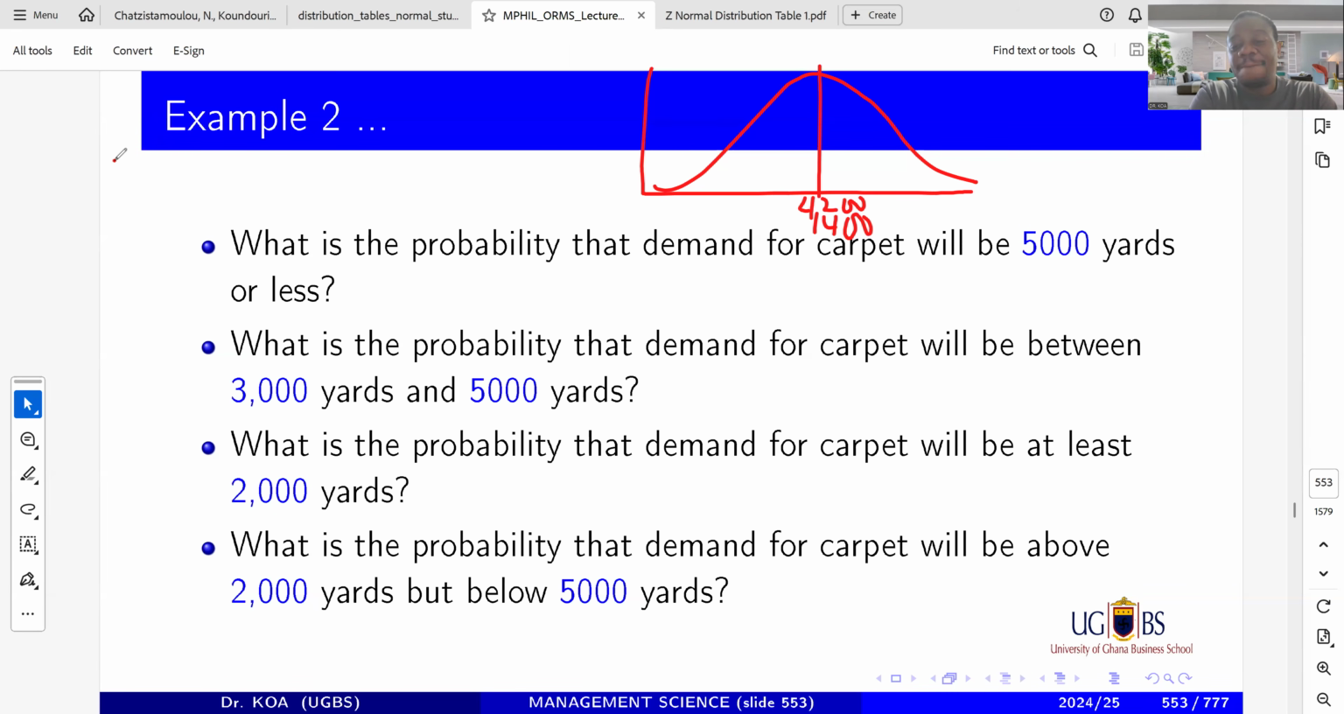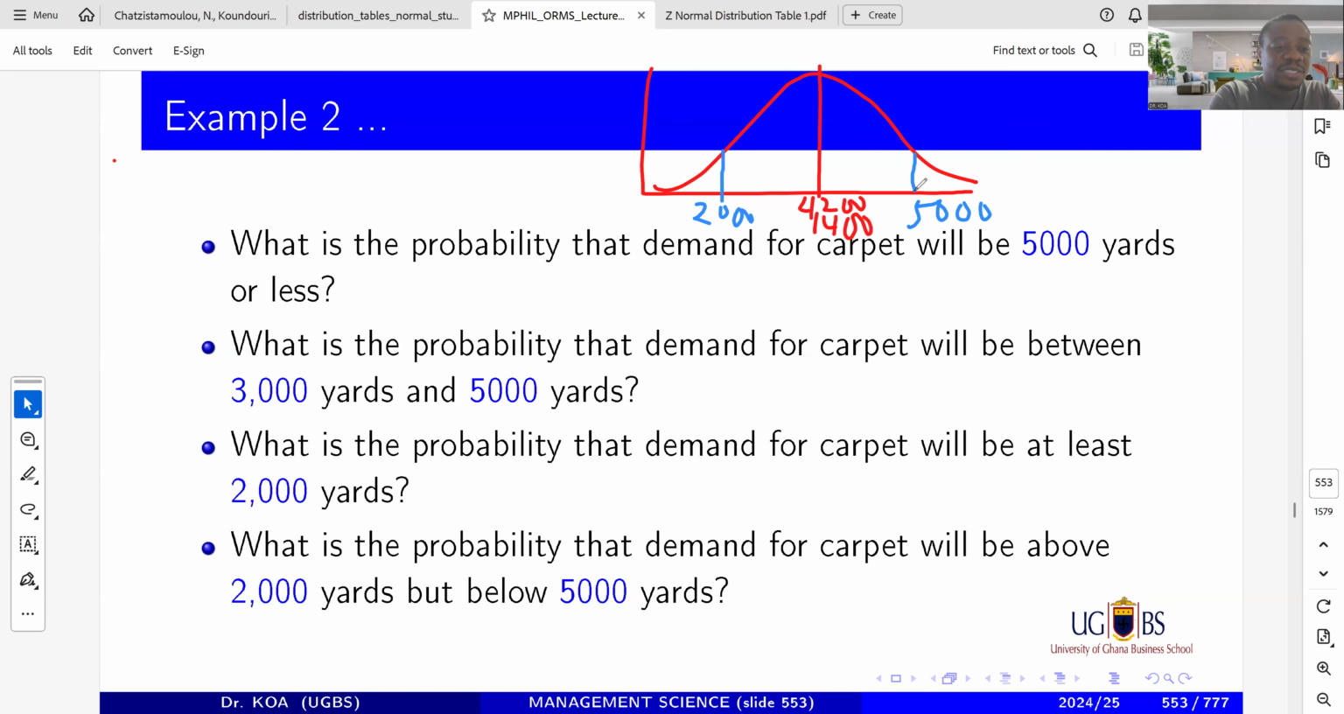Then above 2,000. First you need to know where your 2,000 is. When you look at it, 2,000 is below here. So we indicate that 2,000 first. Now the next one is 5,000. 5,000 is to the right of the mean, so that will be above here. Again, you indicate 5,000. But we are told that it is above 2,000 and below 5,000.